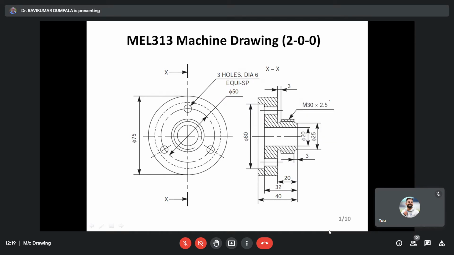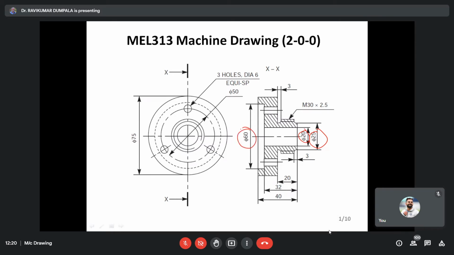Here also we draw everything in first angle projection. I won't explain again what first angle projection is. Maybe I'll show some slides, but you explore yourself what first angle projection is. Don't have any confusion on first angle projection. And you see here the dimension is 25 mm.